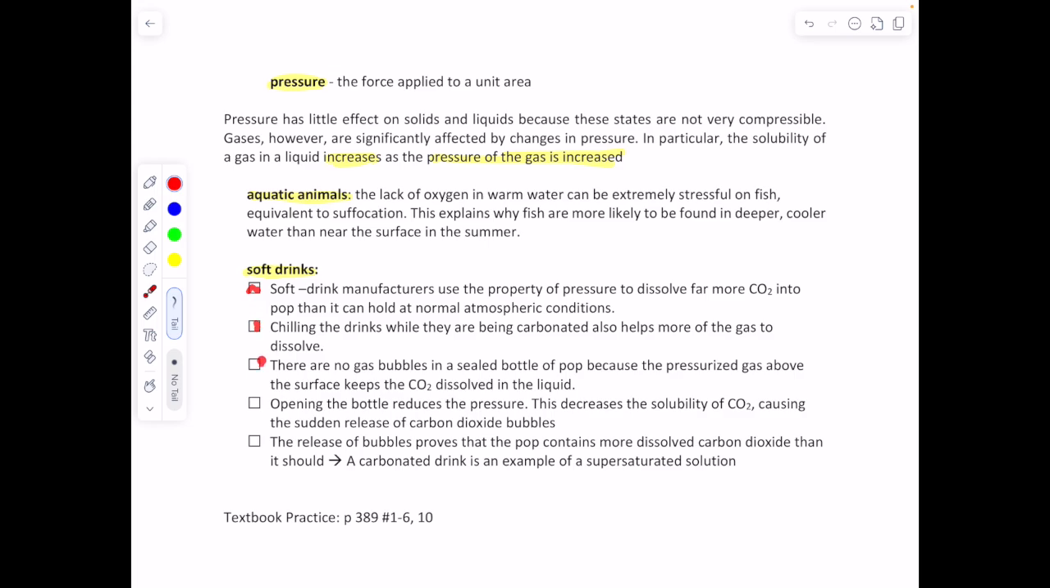There are no gas bubbles in a sealed bottle of pop because the pressurized gas above the surface keeps the CO2 dissolved in the liquid. Opening the bottle reduces the pressure. This decreases the solubility of CO2, causing the sudden release of carbon dioxide bubbles. The release of bubbles proves that pop contains more dissolved carbon dioxide than it should. A carbonated drink is an example of a supersaturated solution.